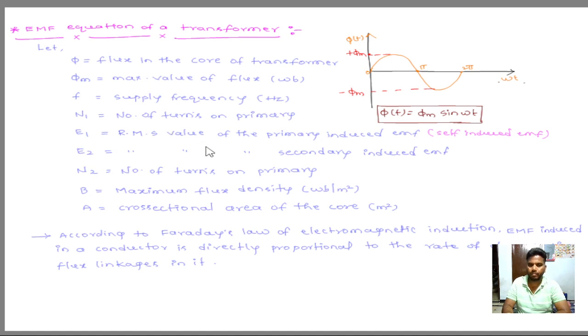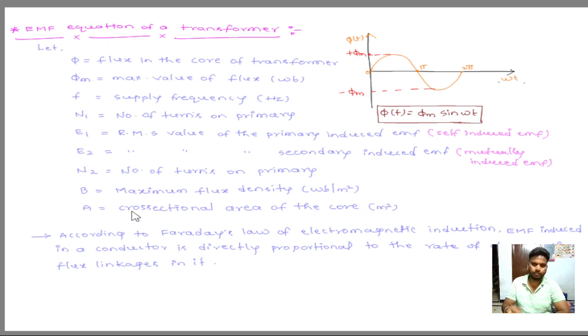Next, E2 is the RMS value of the secondary induced EMF, and this secondary induced EMF we call the mutually induced EMF. I already explained what is meant by self-induced EMF and mutually induced EMF. Next, N2 is the number of turns on secondary, and B is the maximum flux density in the core, measured in Webers per meter square, and A is the cross-sectional area of the core, measured in meter square.